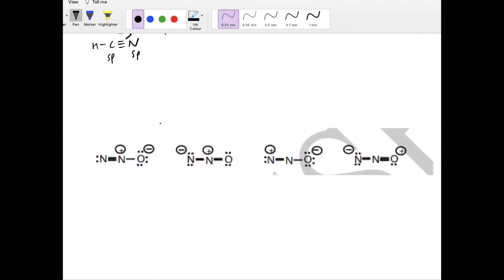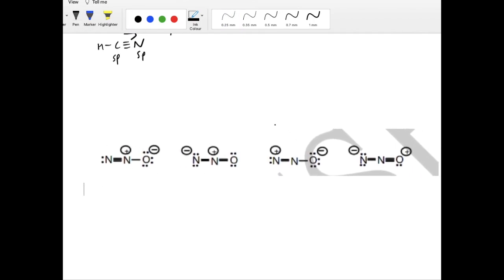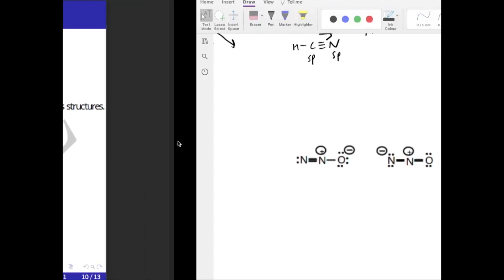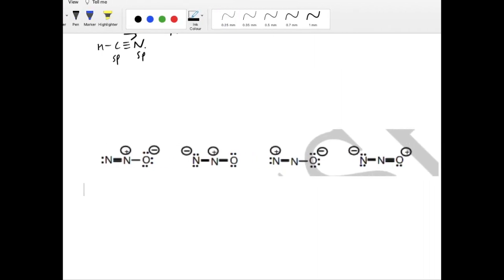Okay, so we are given these choices. Now the rule for checking the thermal stability, or energetically more stable. One of the rules is, as I can see a lot of charges, the first thing that comes to my mind is that like charges should be far apart, they shouldn't be near each other. In this we can see no like charges near, and unlike charges should be near to each other.